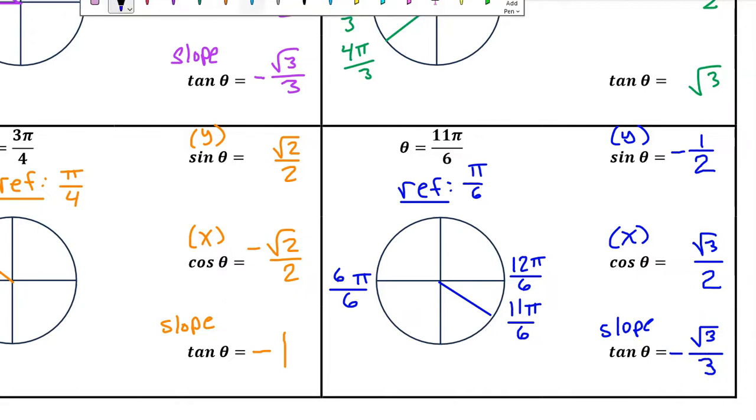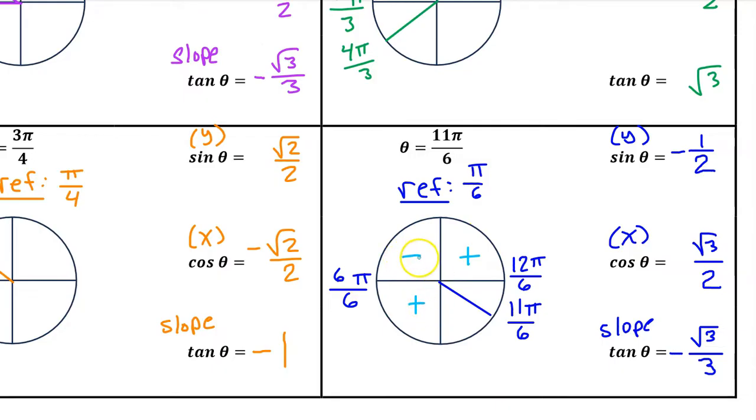Or you can just memorize that tangent is positive in these two quadrants and negative in these two quadrants. So, in the fourth quadrant, tangent is negative, so you put a negative.